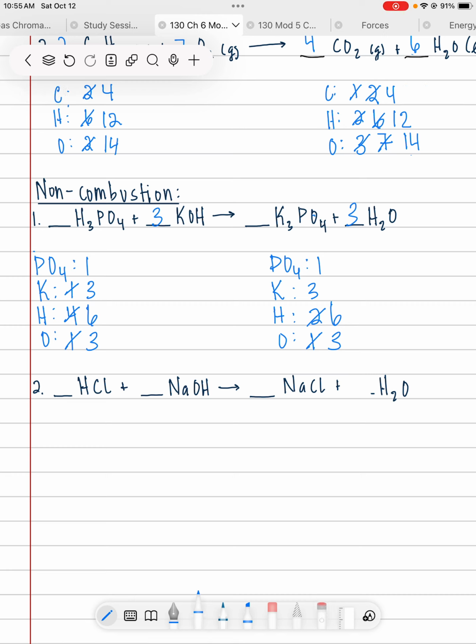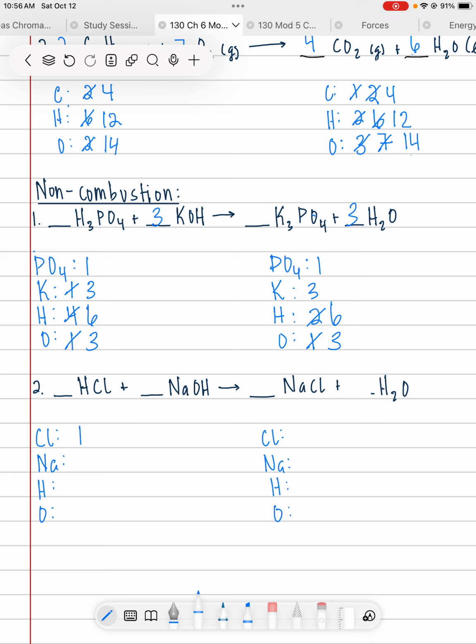Okay, remember chocolate, because we do have some lone hydrogens and some lone oxygens. We want to always balance hydrogens first. So let's start with our non-hydrogen, non-oxygen elements. We have chlorine, sodium, and that's about it. So we're going to start with chlorine, sodium, hydrogen, and then oxygen. Chlorine, sodium, hydrogen, oxygen.